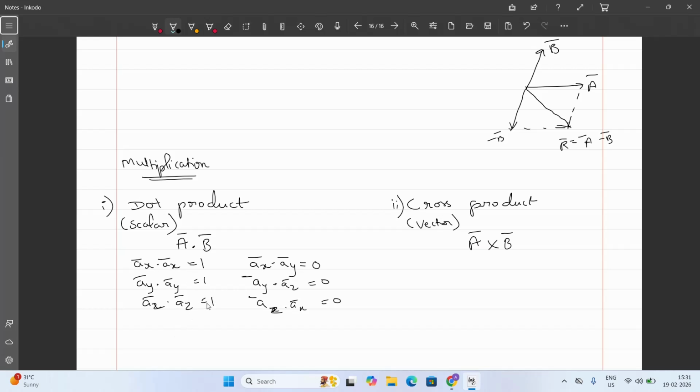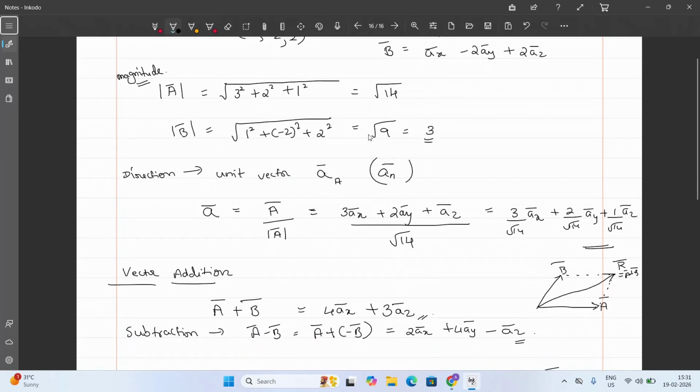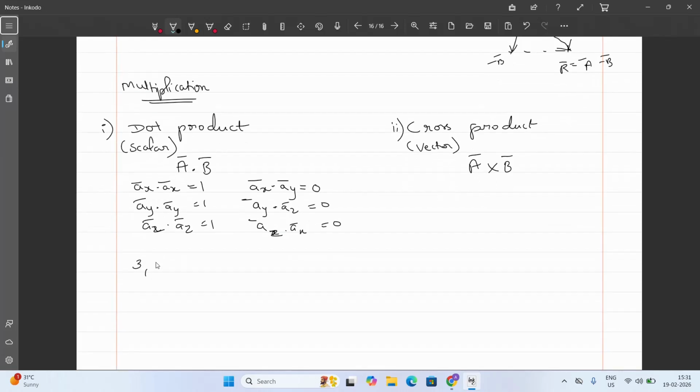So based on this, if I try to find the answer for the first question, it will become an element by element multiplication. I have 3, 2, 1 on one side, and 1, minus 2, 2 for B. So when I take the dot product, only the same element components get multiplied. So you have 3ax, 2ay, and az, dot product with ax minus 2ay plus 2az. When you multiply only the same components, 3ax into ax, which is 1, I'll get the answer as 3.